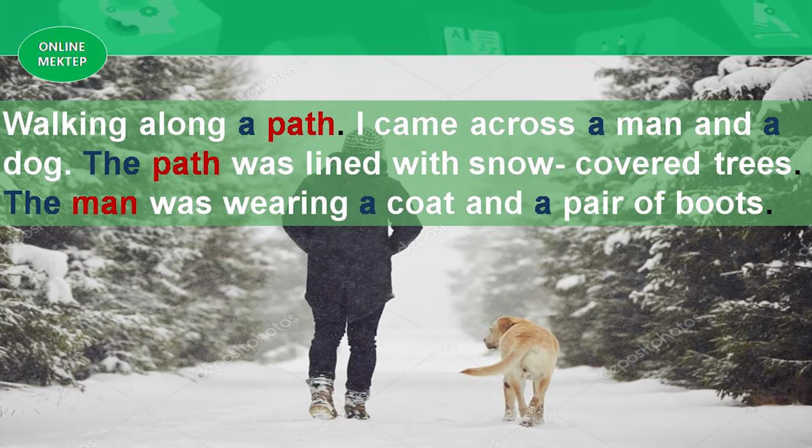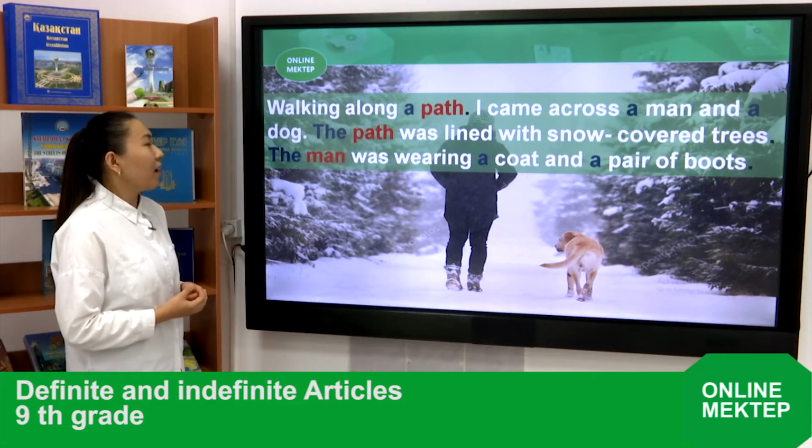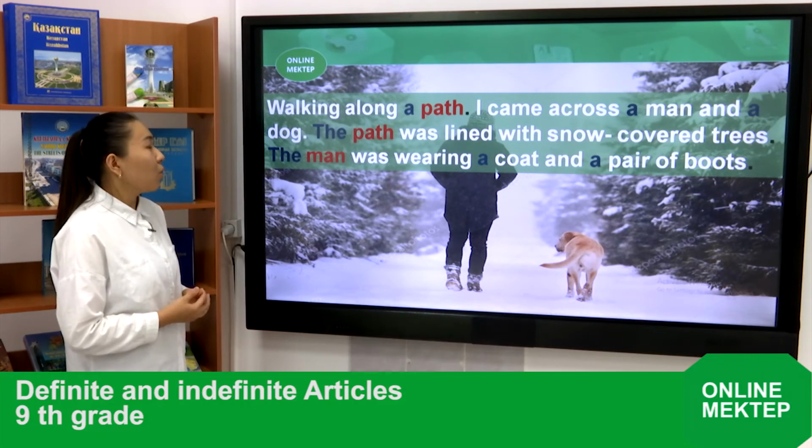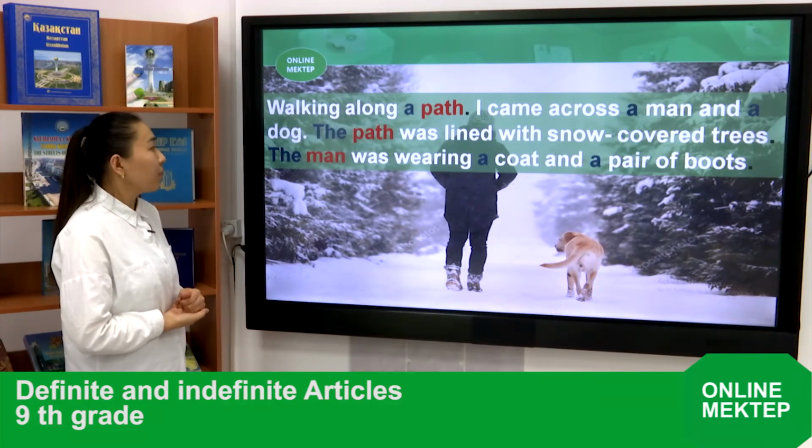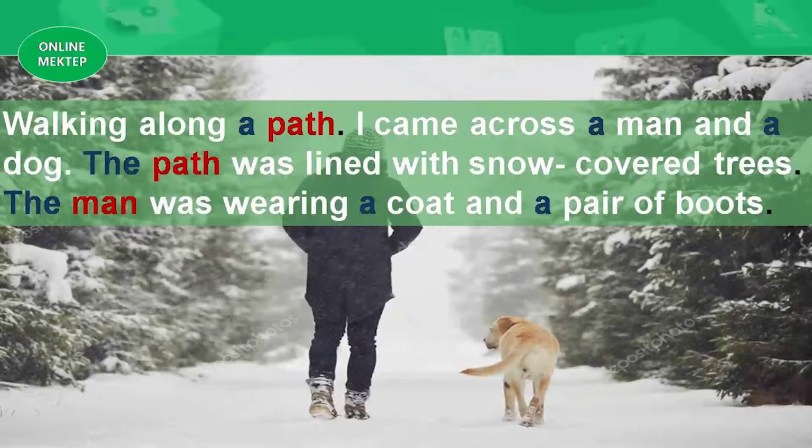In the next sentence, the path. If you pay attention here, I used the article the: the path. Why? Because when we mention things the second time, we use the article the. The path was lined with snow-covered trees. And also here comes the man. Also, we talked about a man in the first sentence. Here you can continue this story. Maybe the coat's color is blue or black, it's up to you. But here ends my short story.